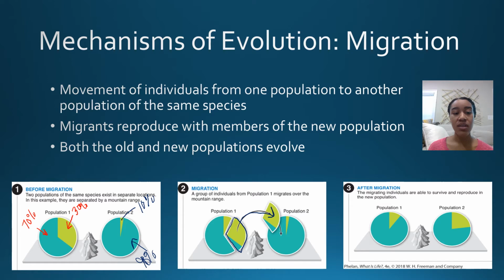And in the case of migration, as I mentioned before, both populations have now evolved because their allelic frequencies have changed. The percentage of light fur in population 1 has decreased now from what it was before, and the population of light brown fur in population 2 has increased relative to what it was before.